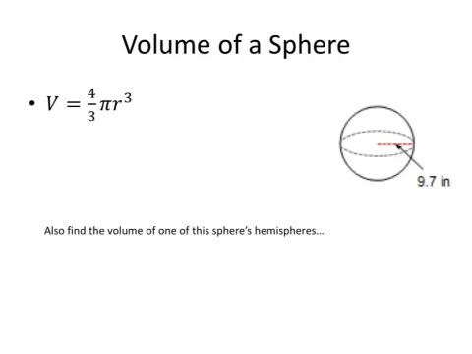Now let's talk about volume of a sphere. Volume of a sphere is kind of different. It's a weird formula. It's 4/3 times pi times our radius cubed. You can remember radius cubed because volume is in cubic units. So if we find the volume of this same sphere, it's going to be 4/3 pi times my 9.7 inches cubed.